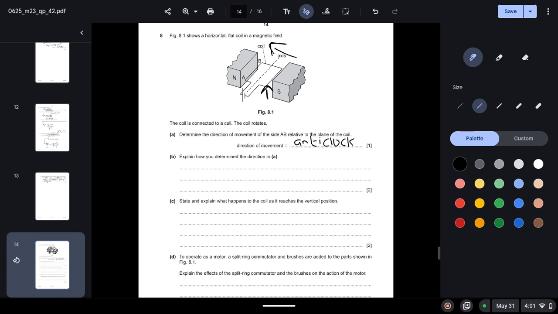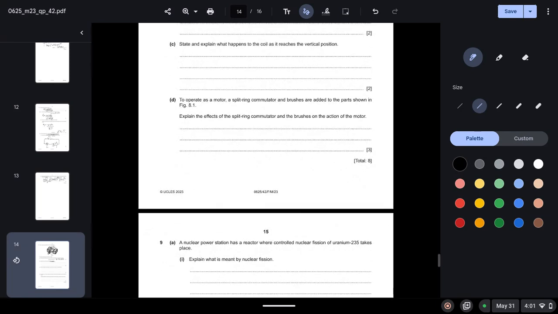Explain how you determine the direction in A. So here you just have to explain that you use Fleming's left hand rule. Your index finger was pointing towards the left, which is from south to north, and hence your thumb, your force finger, pointed upwards. Or you can also say that the current, magnetic field and the motion, all three of these are at right angles to each other.